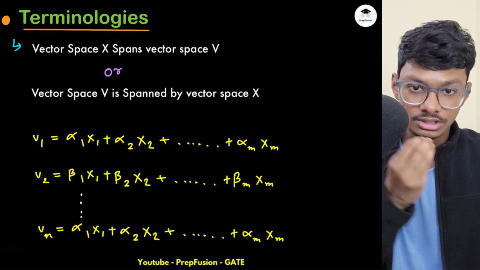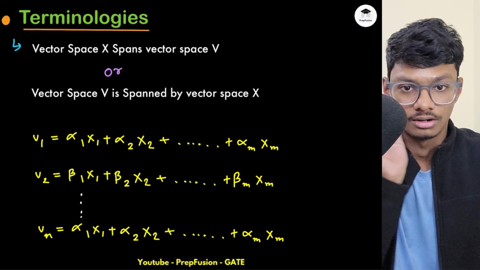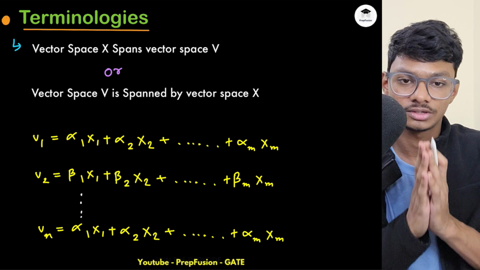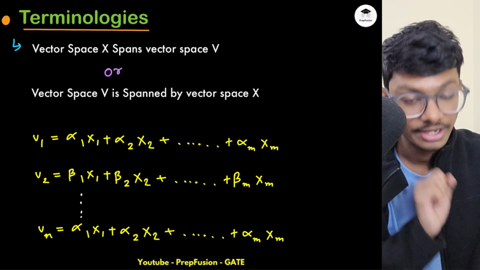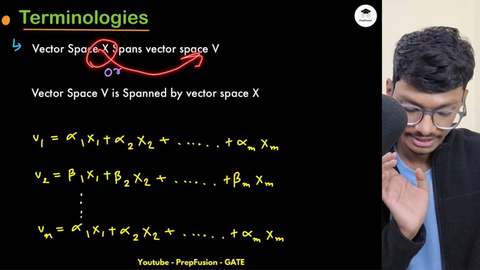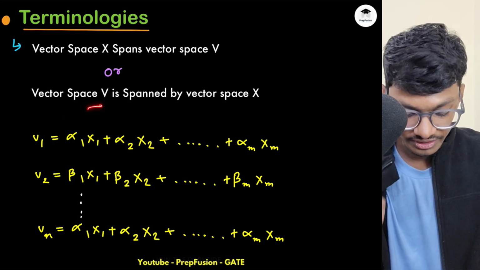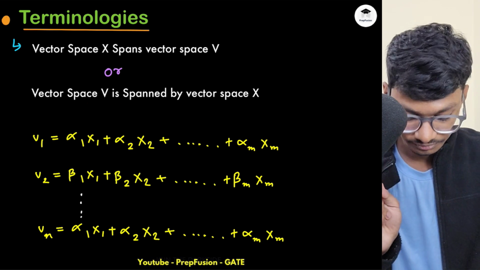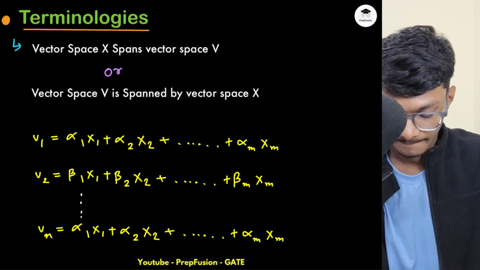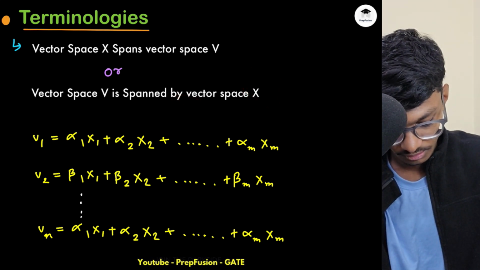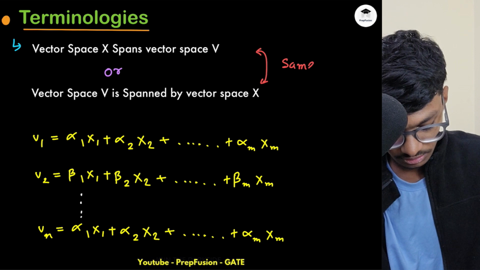So let's first get accustomed with a few terminologies of this linear span and vector space. If someone says to you vector space X spans vector space V, what does this mean? It means that X is spanning V, right? Or if they say that vector space V is spanned by vector space X, so V is spanned by X, X is again spanning V. So these two are the same.